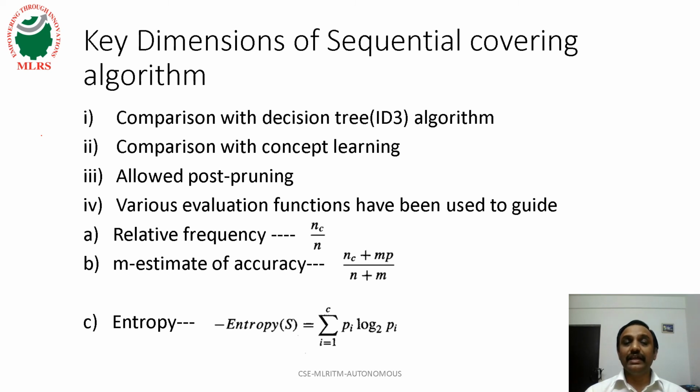Next one is that it allows only post pruning. So pruning is used to reduce the overfitting case. In the sequential covering algorithm case, it allows only post pruning. If you consider the case of a decision tree, you can follow either pre pruning or post pruning.